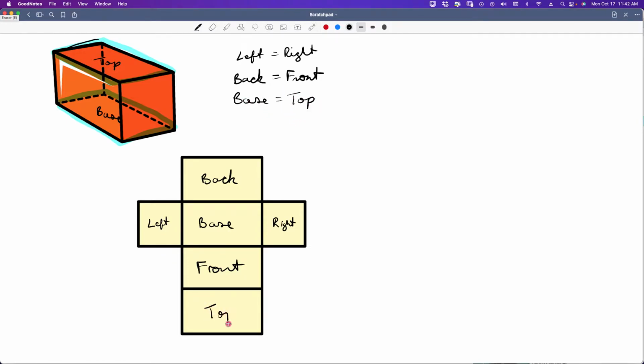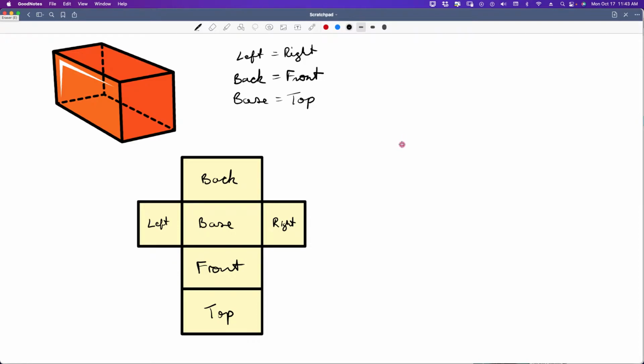So this is the net of a rectangular prism. All right, I'm going to erase all of my little notes here so you can just see this better. So you have the left and the right, the back and the front, and the base and the top. And they are paired up because they are identical.